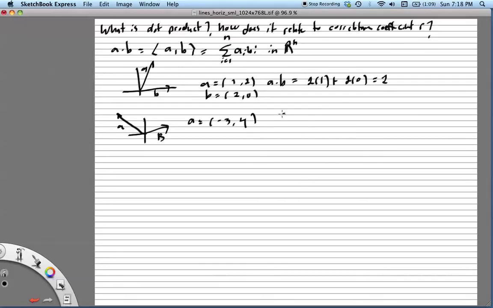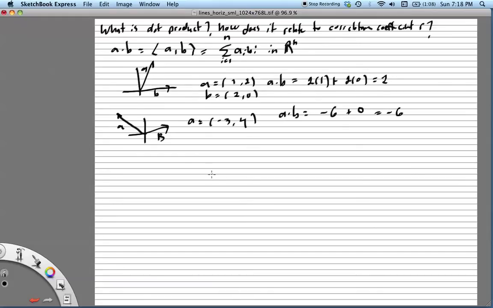B is the same thing, so we get that A dot B is going to be -6 plus 0, which equals -6. Okay, so these are some examples, and we're getting some idea about what's going on. It seems that if A is in this quadrant, you'll get a positive dot product. If A was in this quadrant, you'd get negative.